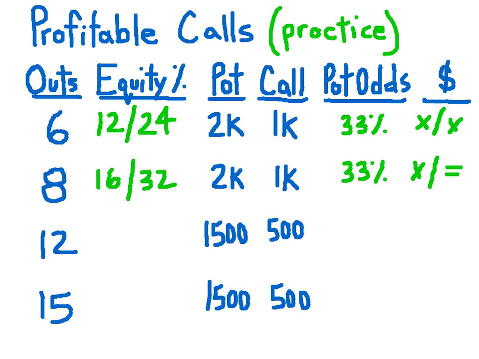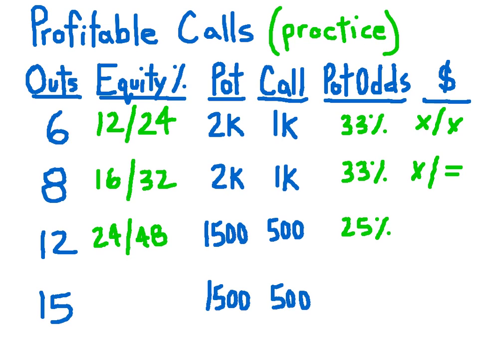In example 3, we have 12 outs. This would be like a flush draw with 1 overcard, so maybe you're drawing to the nut flush draw with an ace in your hand. With 1 card to come, we've got 24% equity. And with 2 cards to come, 48%. Our pot odds here are 500 over 2,000, so 25%.